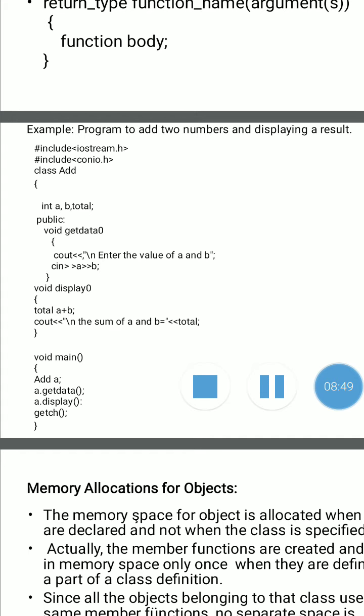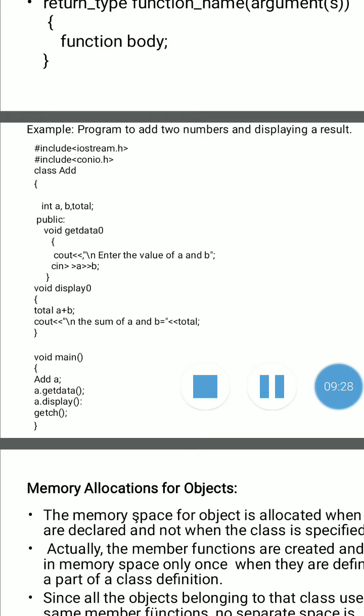Then, for the function definition inside the class, check here: a, b and total, the same as the previous example. Then the access specifier public, then the void get data function, defined directly inside the class. There is no separate function definition outside. If you want to define a function directly inside the class, that is also possible. Then take the input for a and b and display the total.